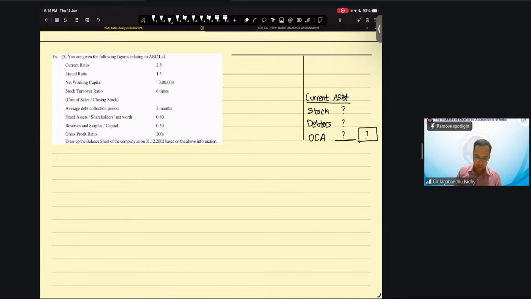Then, since we have the current ratio given, we will definitely have the current liabilities also to be computed. Now, what are the different types of current liabilities? No information is given in the question for the time being, so we can skip it and just need the other current liabilities figure. Then, fixed assets to shareholders' net worth is given, so we need to calculate the fixed assets value.